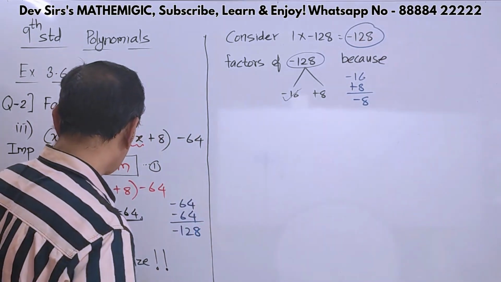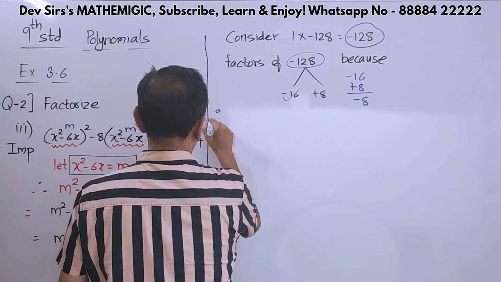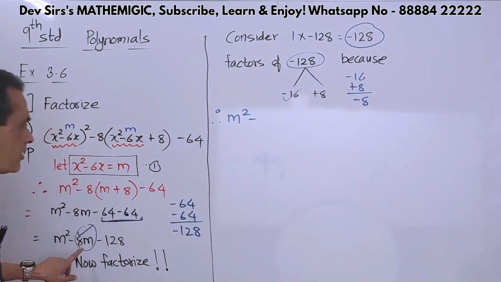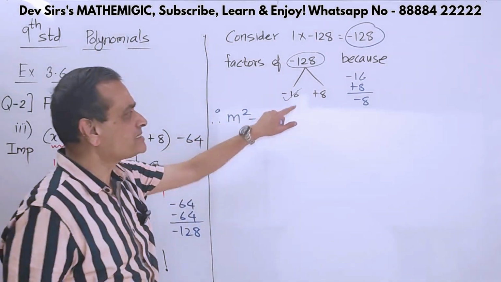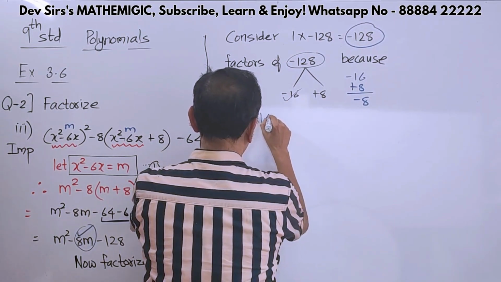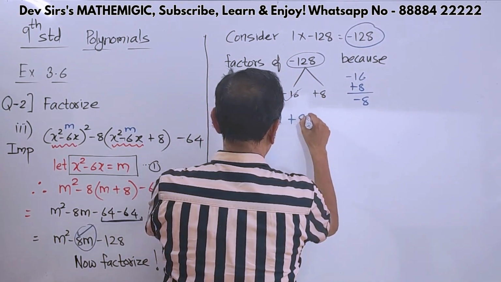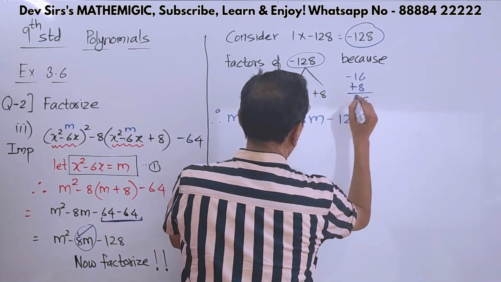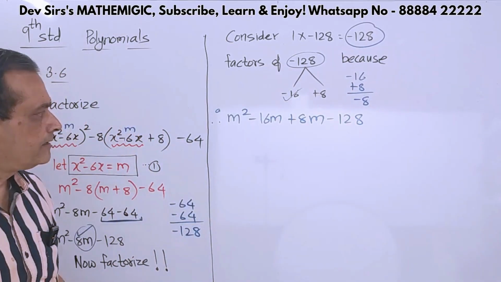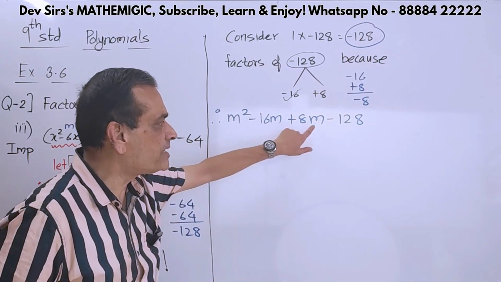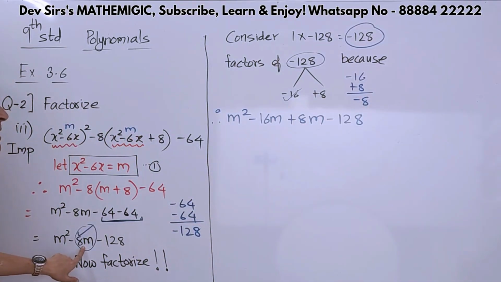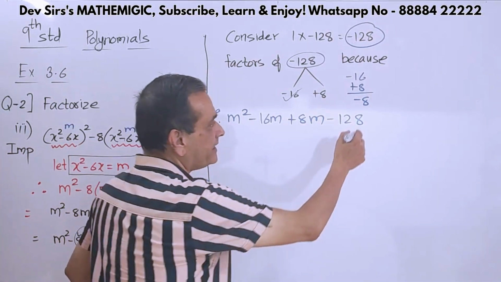Observe now. I am going ahead. For minus 8m, I am going to write minus 16m plus 8m, minus 128. Because minus 16m plus 8m is minus 8m. That is the reason we check this first here.